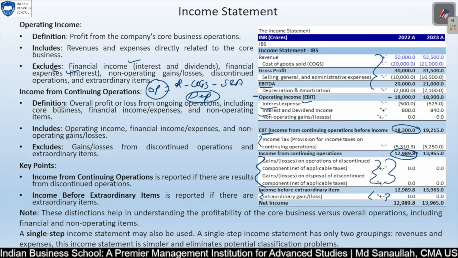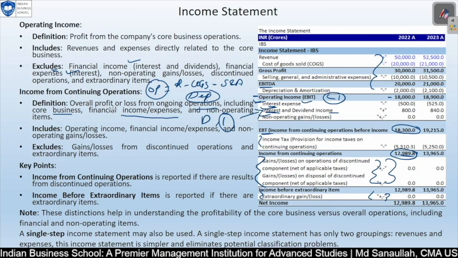So the income from continuing operation definition is the overall profit or loss from ongoing operation, as I said, including your core business and financial interest and income. This is our core income. Then they are saying if you have invested somewhere or taken any debt, you have to bear loan expenses. And if you have invested in a different company and get dividends, or deposited funds in a bank as an FD and get interest, those things will come here.